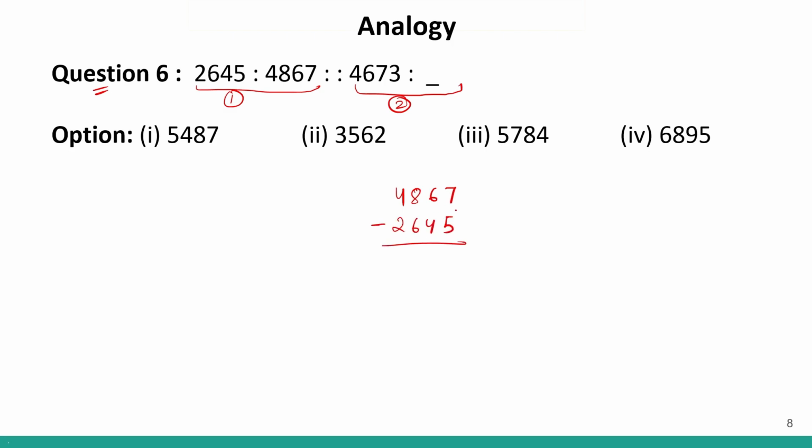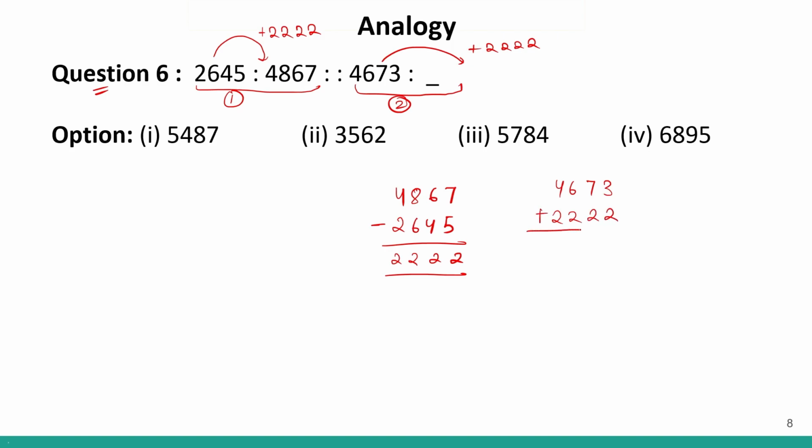So if I subtract it, it will be 2, 2, 2, 2. That means I have added 2222 to get this number. So here also I will add 2222. So if I add 4673 and I am adding 2222 into it, okay? So this will be 5, this will be 9, this will be 8 and this will be 6. So I will get 6895. This will be the answer. This is given in option number 4. So option number 4 will be the correct answer to this question.